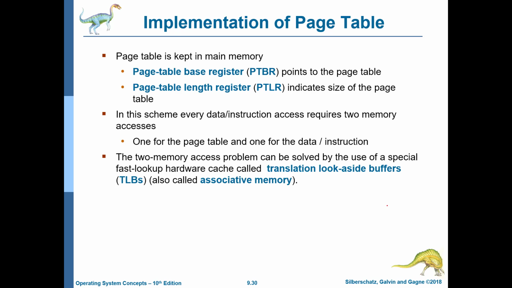There are several ways that the page table itself is implemented. We have talked about 2 data structures: one is the page table, the other is the free frame list. The page table is normally kept in main memory because otherwise there will be issues, because then you'll have to page the page table. So the page table is typically pinned to main memory. The page table has a base register which points to the page table, and a length register which indicates the size of the page table, which means that you will not exceed it and walk out of it.